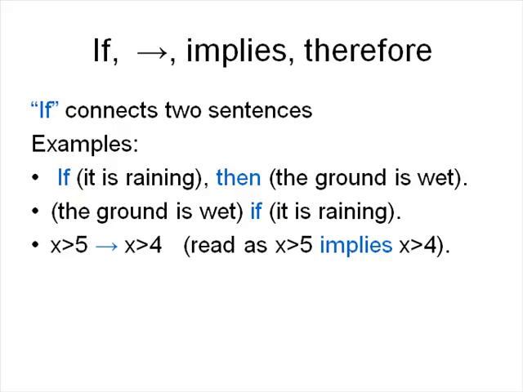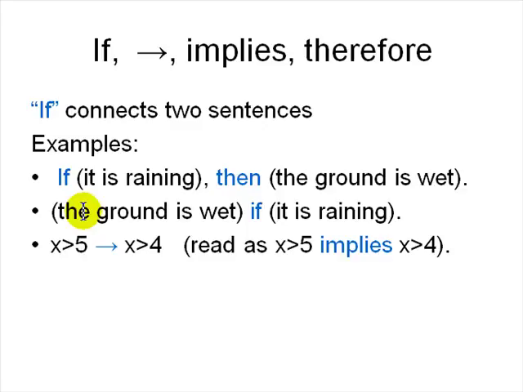Then we had the operator "if". "If" means implies, the arrow, the left to right arrow. Therefore, "if" connects two sentences. If it is raining, then the ground is wet. So in this case, the rain is the cause of the ground getting wet. But the arrow doesn't imply cause and effect. It's just saying two statements and they're connected by an arrow.